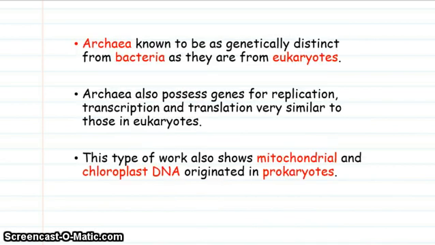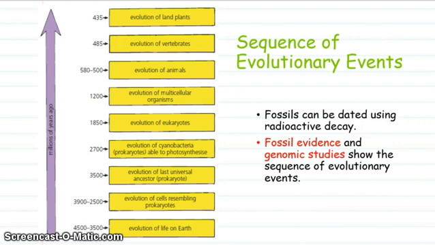Now, from this, we can see that the archaea, even though they're very similar in form to bacteria, do possess some similarities with eukaryotic cells. Okay, and it's also found that mitochondrial and chloroplast DNA originated in prokaryotes, and these organelles were adopted by early eukaryotic life forms. So, genomics and fossil evidence can be used to determine the major sequences of evolutionary events on the planet.